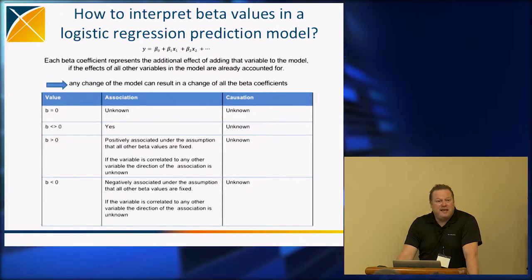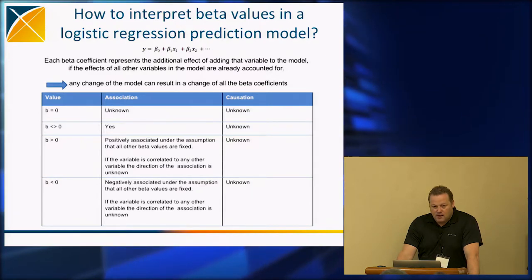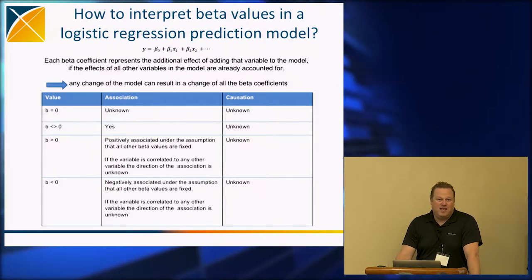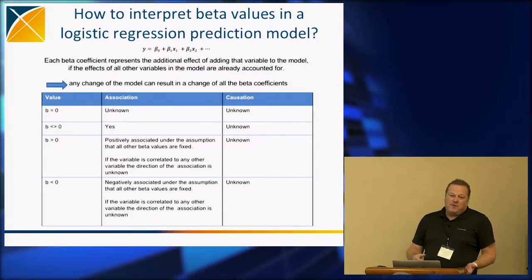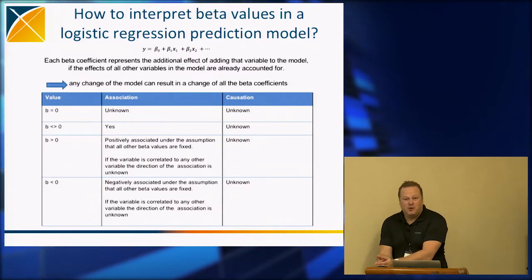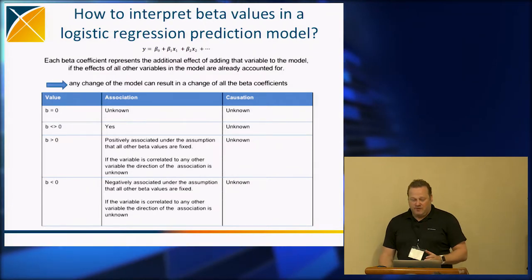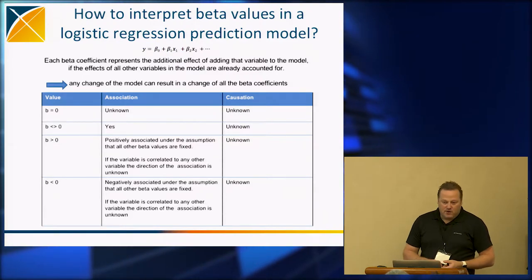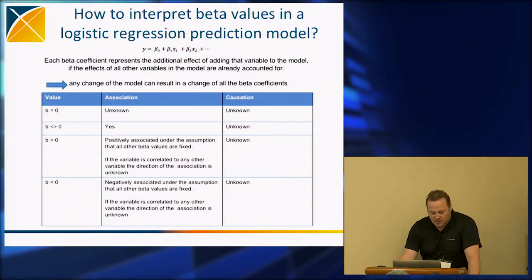For example, if the beta is zero, so the variable does not enter the model, you cannot say by definition that there is no association of that parameter with the outcome. There may be other parameters in the model, selected by the methods that we use, that are highly correlated with this one, and therefore it's not in the model. So you cannot say that parameters that do not end up in the model have no association with the outcome. If it ends up in the model, so the beta is not zero, you can indeed say there is an association. You still cannot say that there's a causal relationship with any of these betas.